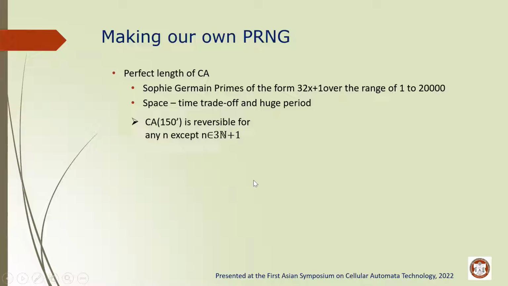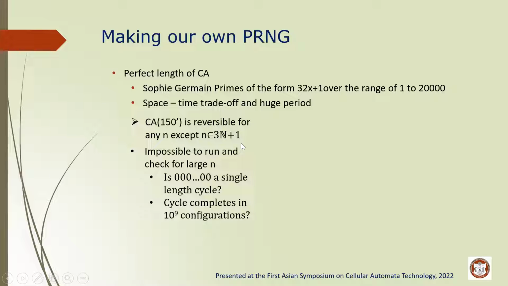Now, we can't explore the total state space or configuration space of a large n like this. So how can we do that? We took up a different strategy. We used the information that CA 150- is reversible for any n except this, and we took this strategy.